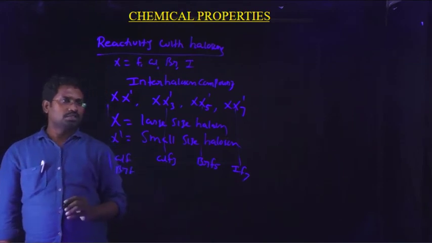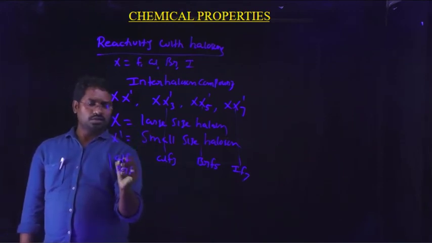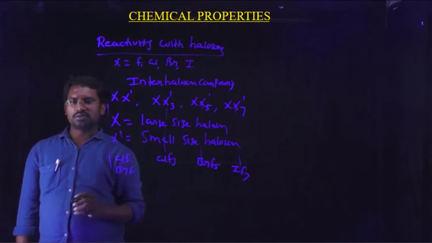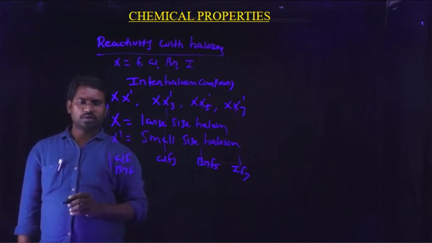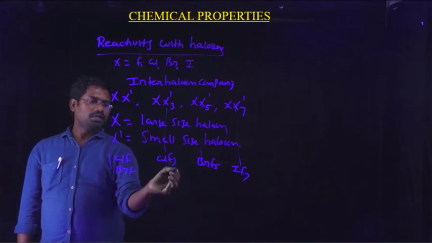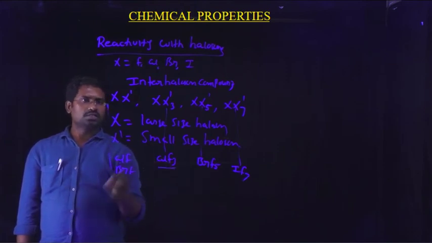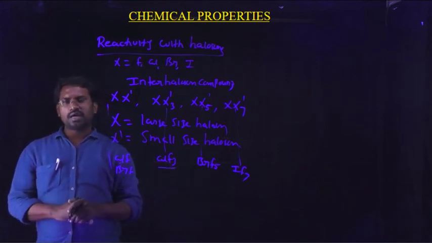Here, come to the XX dash. Here X is the large size. Chlorine is the large size than fluorine. Is it right? So fluorine next to chlorine. Here in ClF3, chlorine is large size. These are all the classification of the interhalogen compounds.